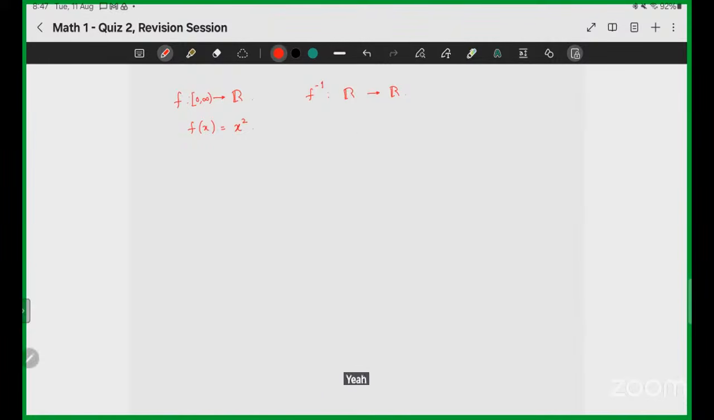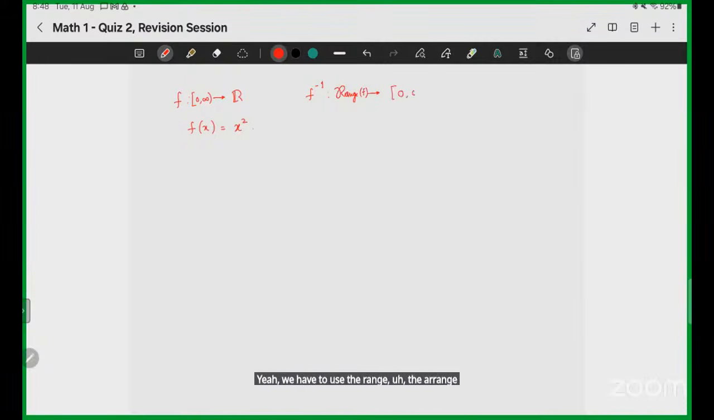But even now, I cannot define it from R to R because what would be f inverse of, let's say, -2? Is there any positive number whose square is -2? No, there is nothing. So when we define the inverse, we define it on the range of f, not the entire codomain.